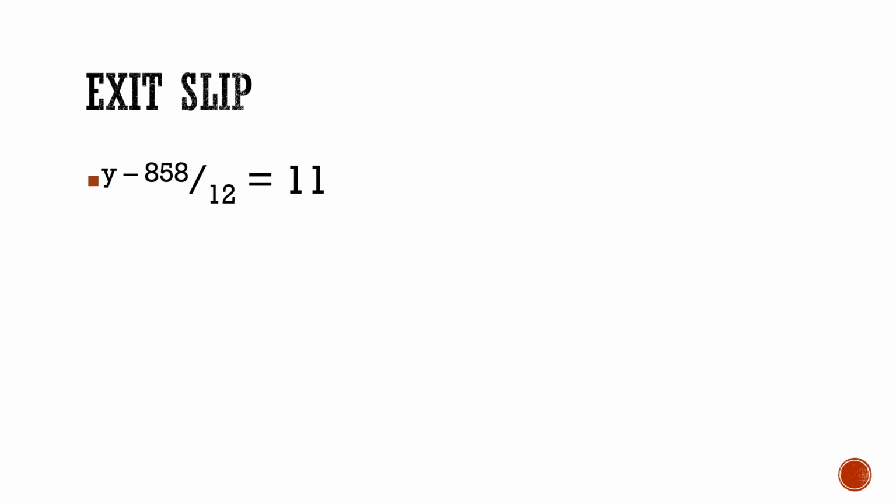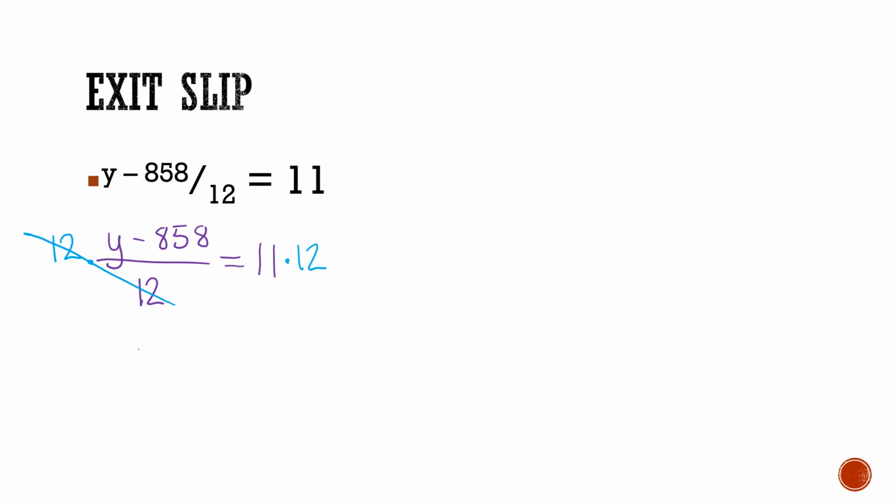Okay, for your exit slip, I want you to pause and do this one. That is (y minus 858) over 12 equals 11. This is one of those where you can't deal with that negative 858 first because it's in the middle of that fraction. So we're going to have to get rid of this divide by 12 by multiplying by 12. If we multiply by 12 on that side, we have to multiply by 12 on this side.